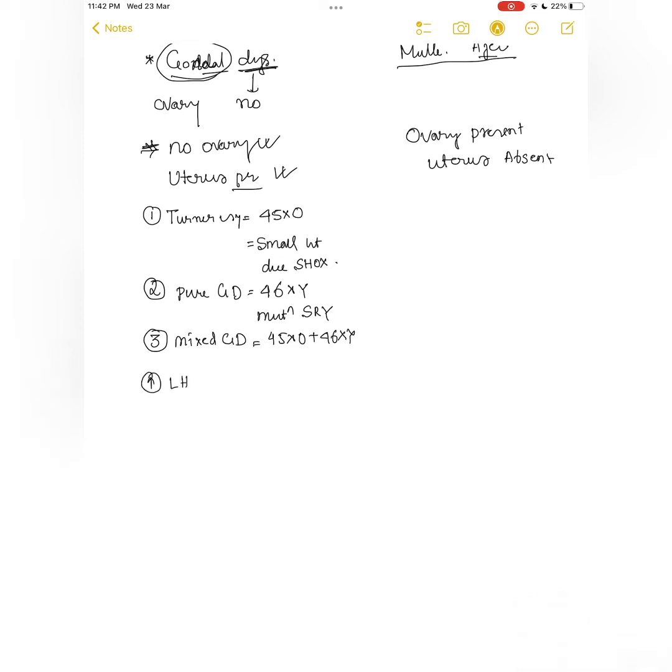You also have to know the various treatments and the hormonal status. There is increased LH and increased FSH, so hypergonadotropic hypogonadism. You also have to know how it is treated. As there is no ovary, you need a donor ovum, but as the uterus is present, no surrogacy is needed.